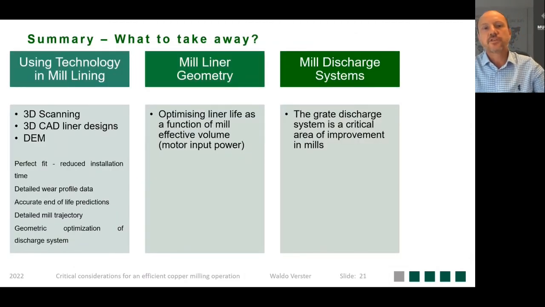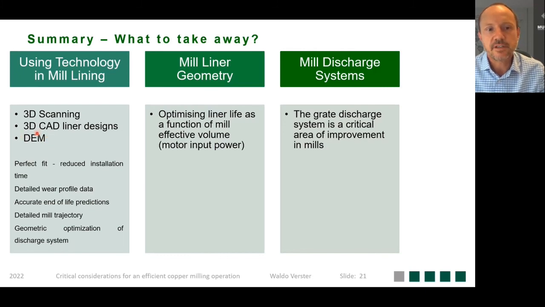So what do we take away from this? I've shown the importance of using technology for mill lining. For example, 3D scanning, 3D CAD liner designs, and DEM simulations. This will result in the perfect fit right from the first installation. There will be a reduction in installation time. We can also get a detailed wear profile, and from the detailed wear profile, improve the liner design as well as predict accurate end of life of the liners.